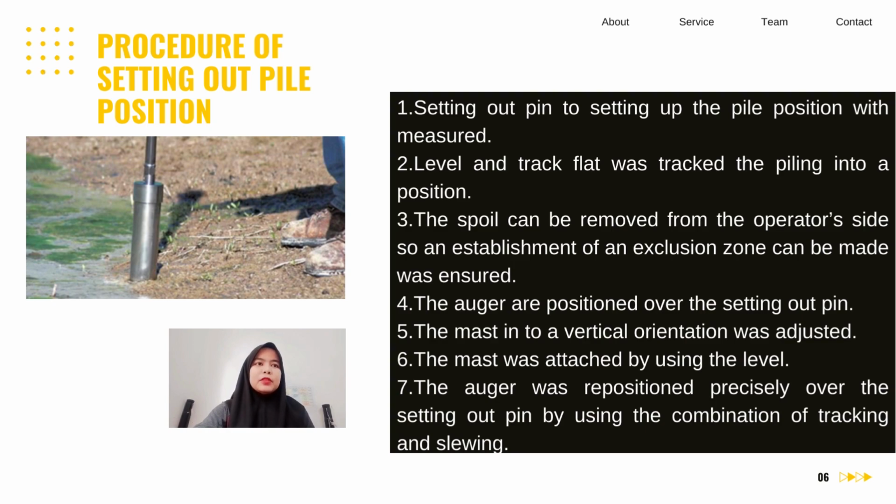First, the setting out pin was set to mark the pile position with measurement and level, and the track flag was used to track the piling rig into position. The spoil can be removed from the operator side so that an exclusion zone can be established. The auger was positioned over the setting out pin. The mast was adjusted into a vertical orientation, checked by using the level. The auger was repositioned precisely over the setting out pin by using a combination of tracking and slewing.